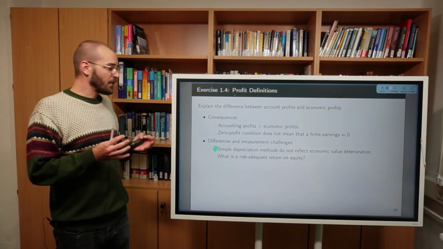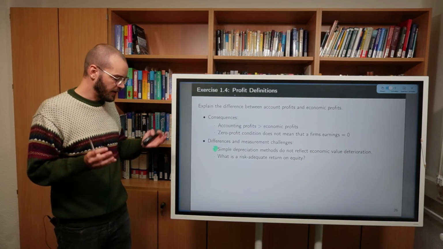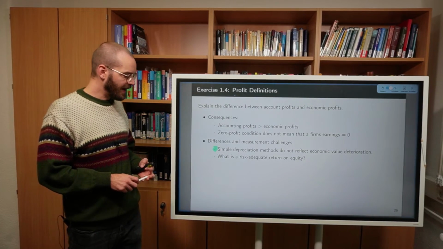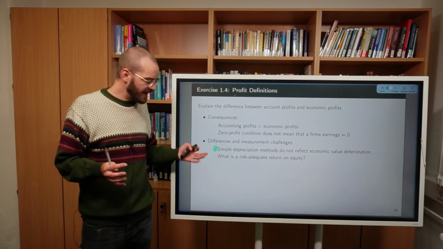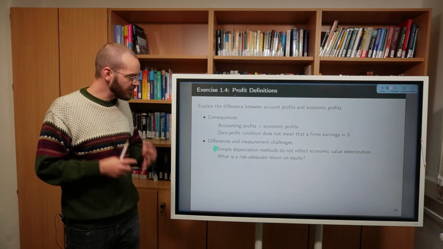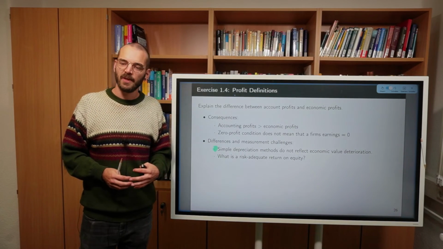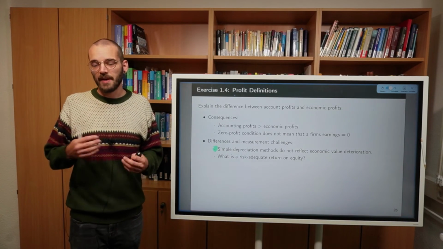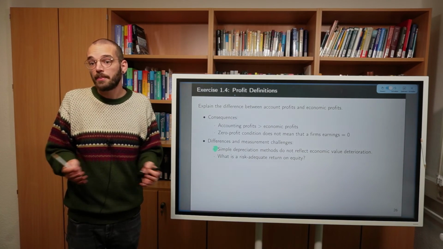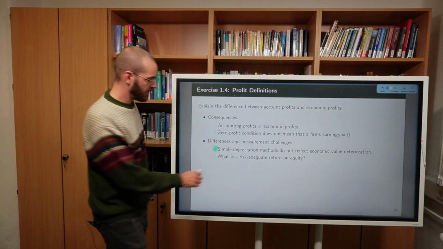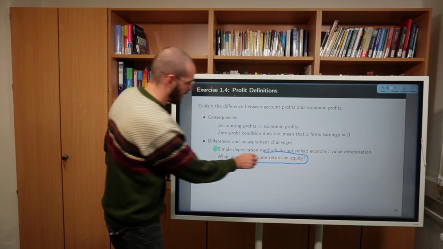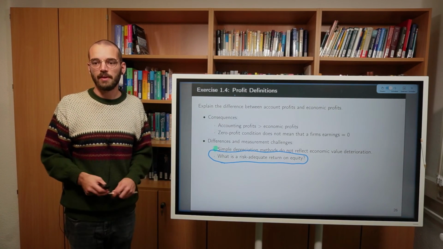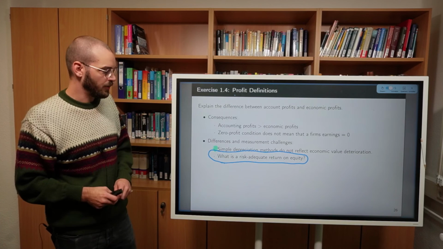And then the more problematic, more complex issue is that we simply cannot give an easy answer to the question, what is risk adequate return on equity? Who defines what risk adequate is? Who makes sure that we are measuring risk appropriately, right? So this is really where the crux is. In measuring opportunity costs, we also have to measure what is the risk adequate return on equity.